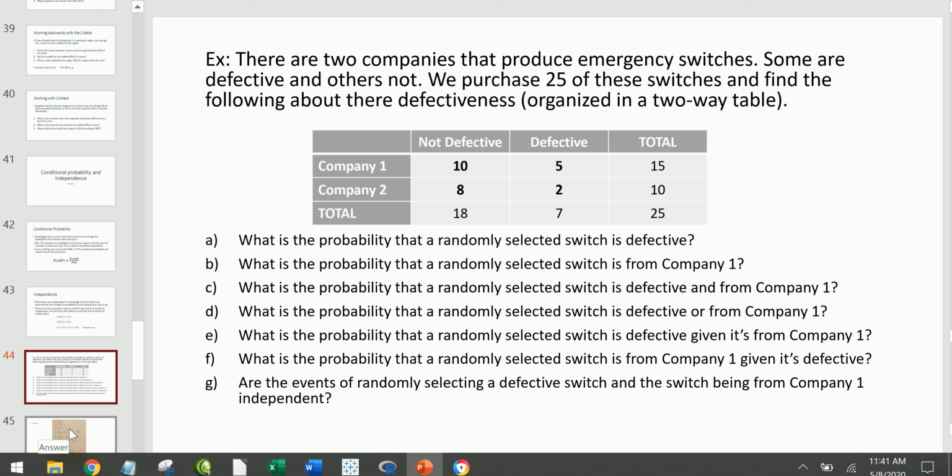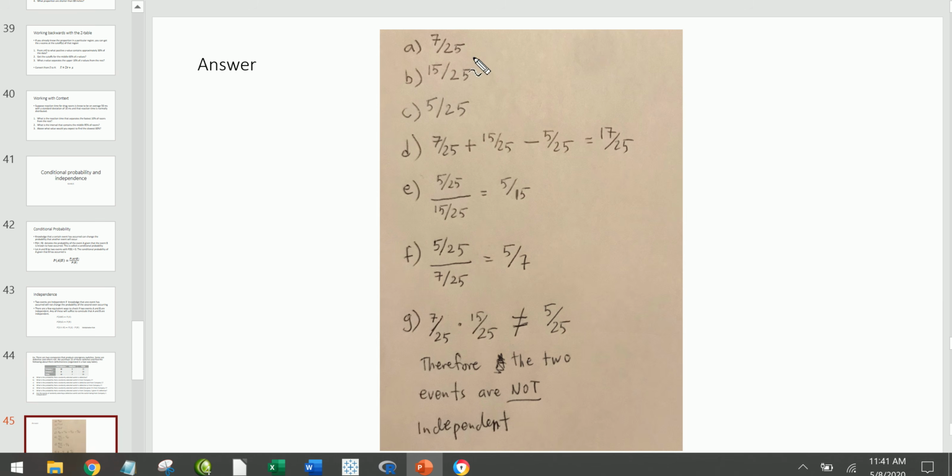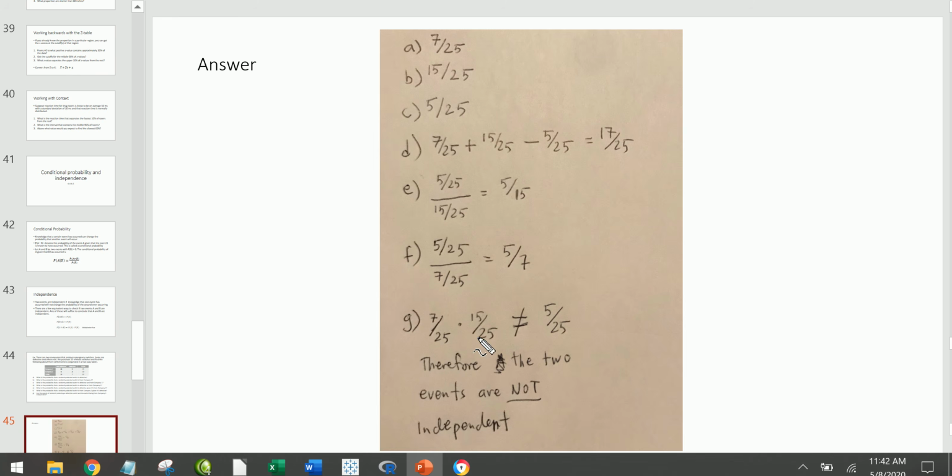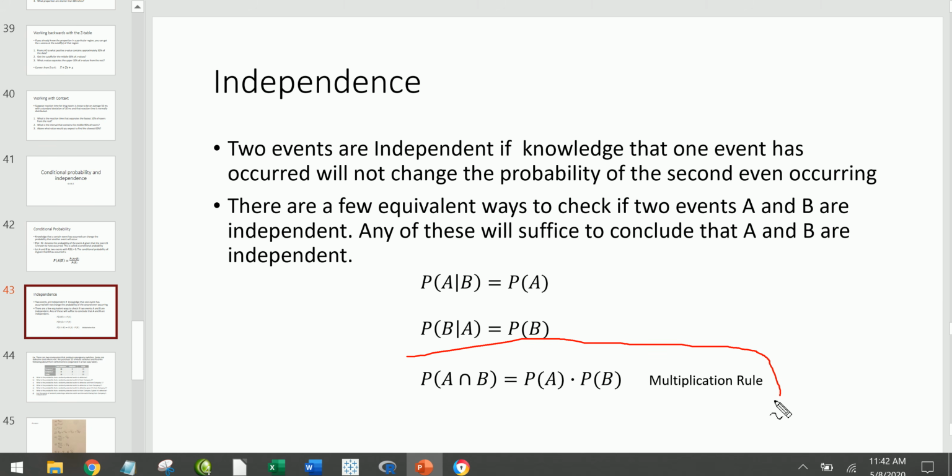Now looking at those worked-out answers, we can see the results. You can check them against your work. Final results, very interesting. We're asked if the events were independent, some of these events that you've made up here, and I checked using the multiplication rule. I saw that the probability of the first event times the second event did not equal the probability of their intersection. Therefore, the two events are not independent. I used this way of checking, the multiplication rule.